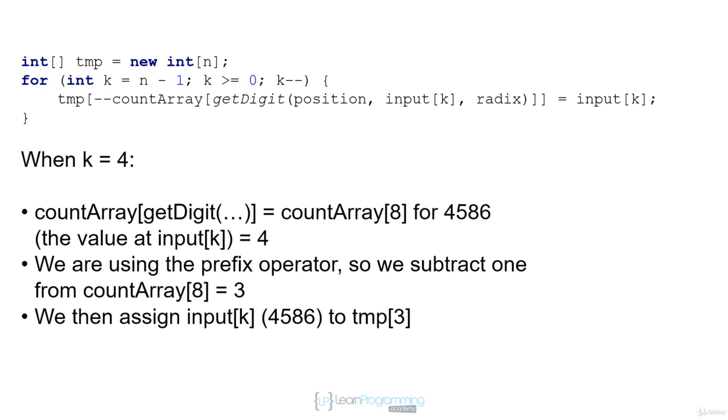And so now k is going to get decremented to 4. We're going to be handling value 4586. The tens digit is 8. So we're going to decrement count array 8 by 1, which will give us 3.